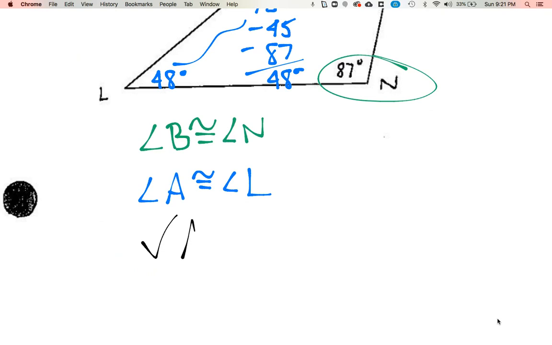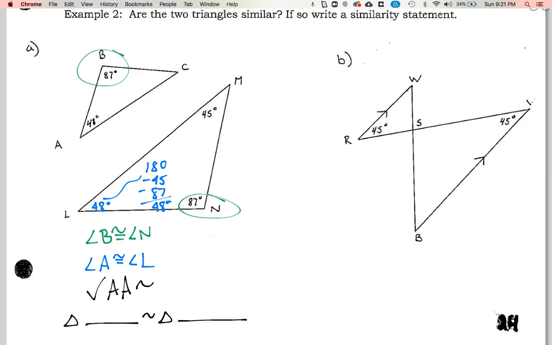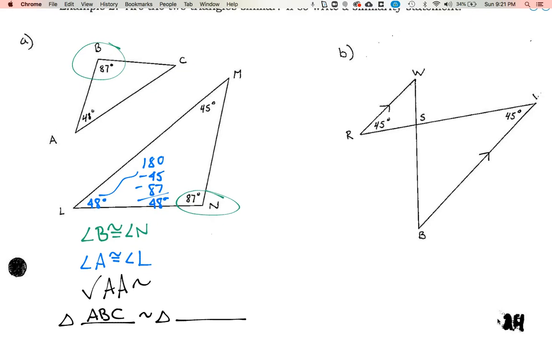So we're going to say check angle, angle similarity tells us that these two triangles are similar. So I'm just going to go ahead and say ABC. And what angle goes with A? Well, we know A is 48 and so is L. We know that B and N go together. And we know that C goes with M.